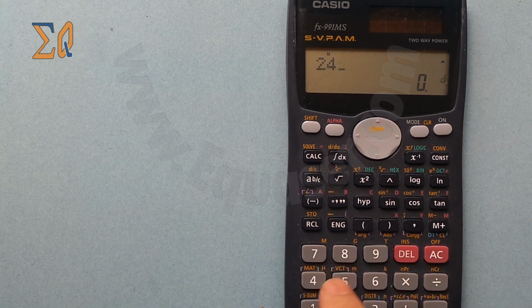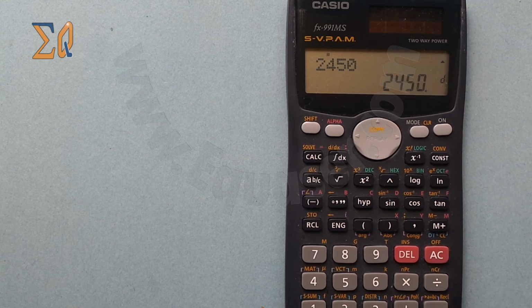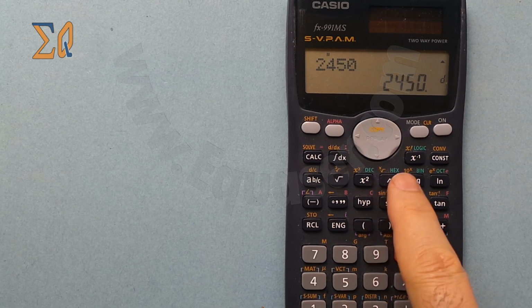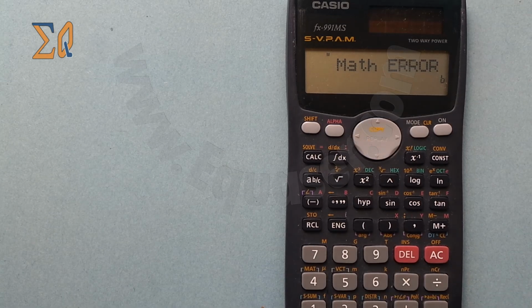Some values cannot be displayed by this calculator. Let's say you have this big value, 2450. If you press binary, you get a math error. This means that this calculator cannot handle it because this is bigger than the available area on the screen.